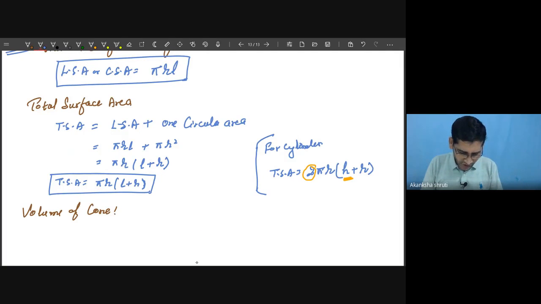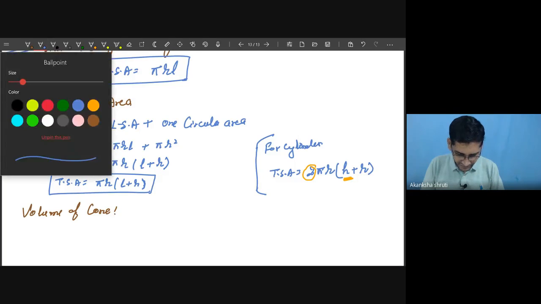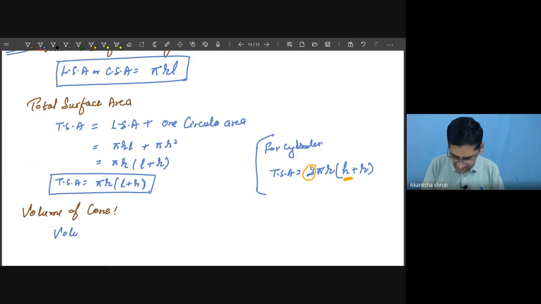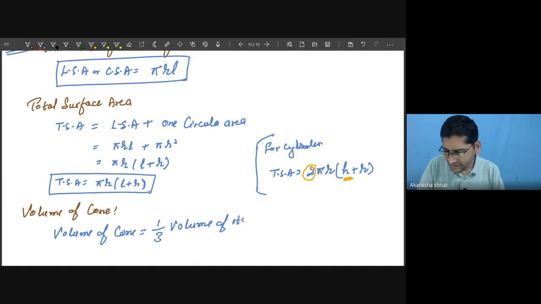Volume of cone is 1/3 volume of its cylinder.